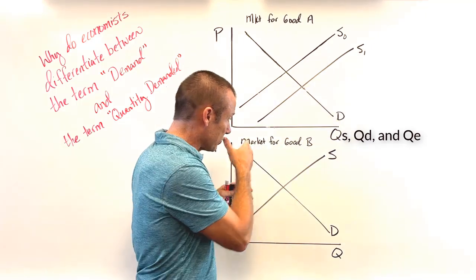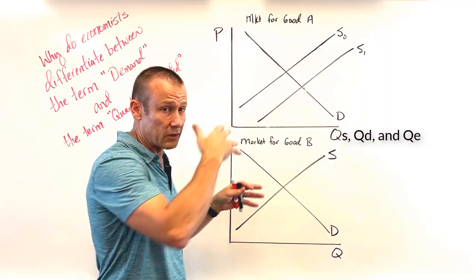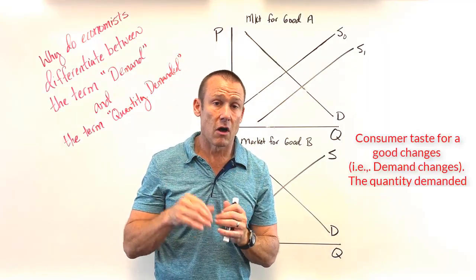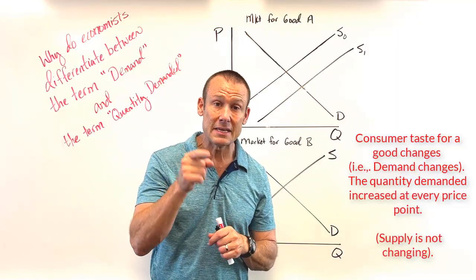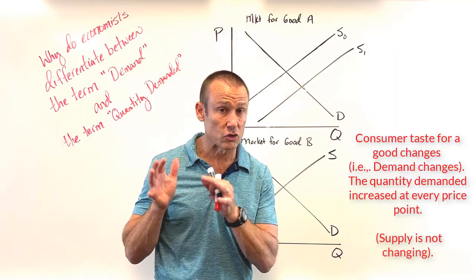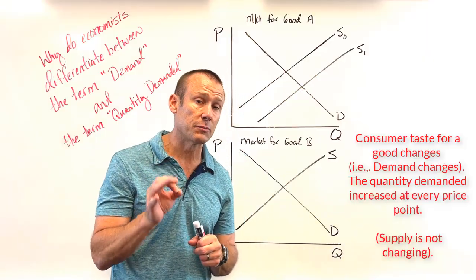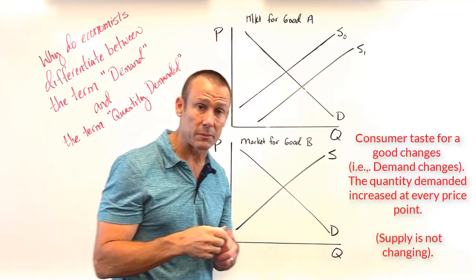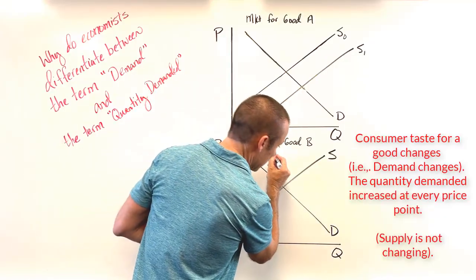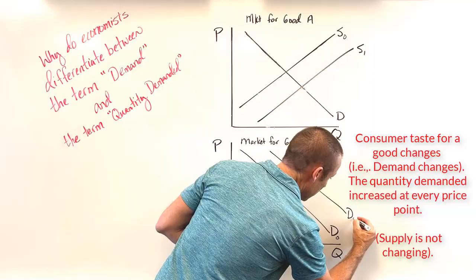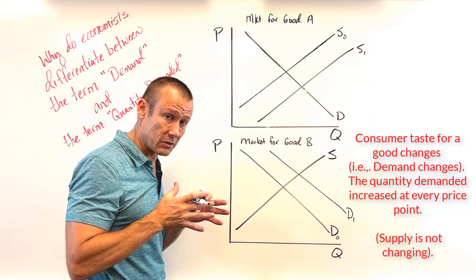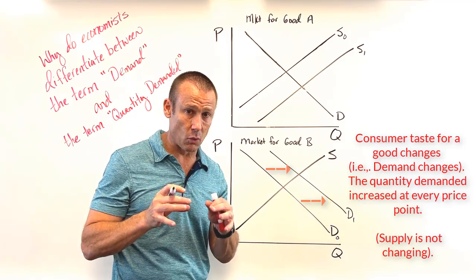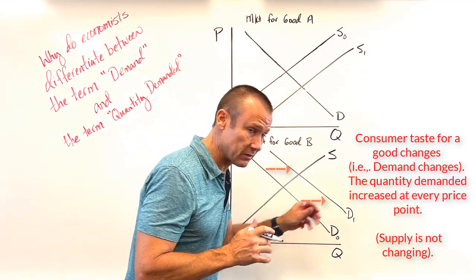Now, down here, this is the market for good B. We're going to say there's no relationship between these goods. Let's say in the good B market, guys, our taste and preference for good B increases, okay? The consumer's taste and preference, that's an attribute of the demander. So I'm going to shift the demand curve to the right, representing an increase in demand. Demanders will now demand more, or the quantity they're demanding will increase at every single price point, okay? So this was an increase in demand.